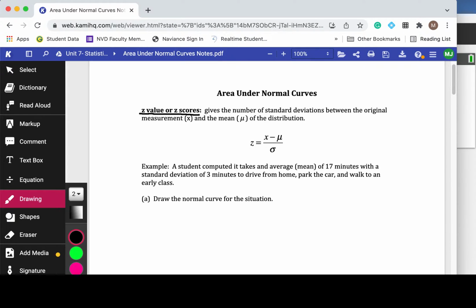And that gives us a number of standard deviations between the original measurement, which we're going to call x, and the mean. We're calling that mu, the u shape of the distribution. So we're going to use this formula, x minus the mean over the standard deviation, in words.